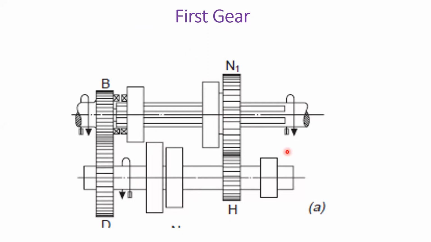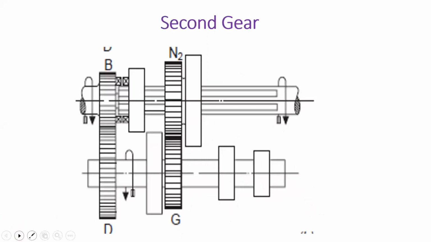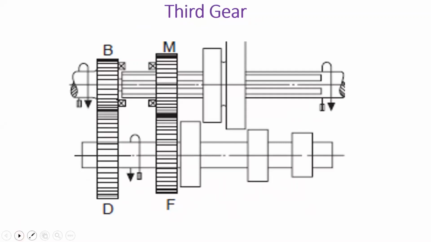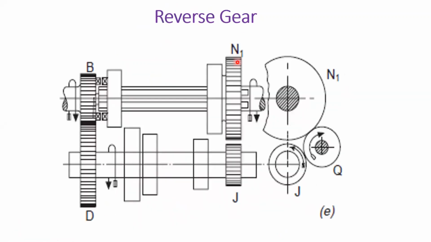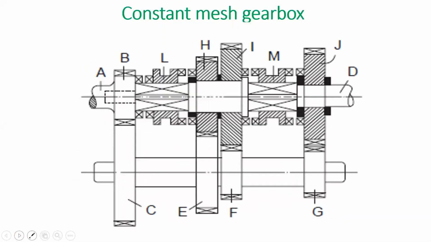And let us see with some of the videos I have. I will just show to you. And these are different types of gears you have: the first gear, second gear, third gear, and then fourth gear. You will see all these things, and this is the reverse gear. All these basics you know already. And this is the constant mesh gearbox layout.